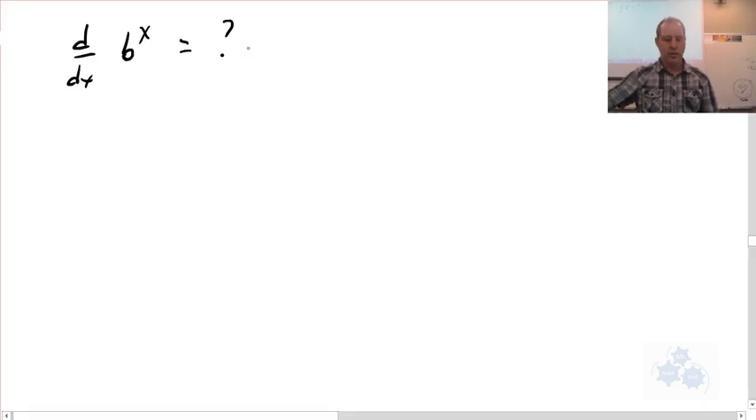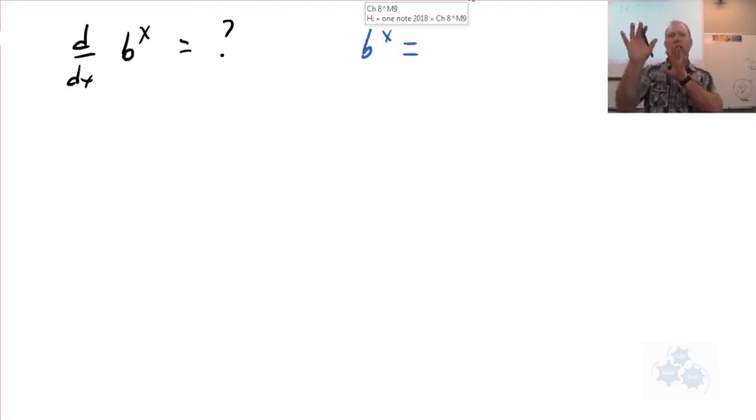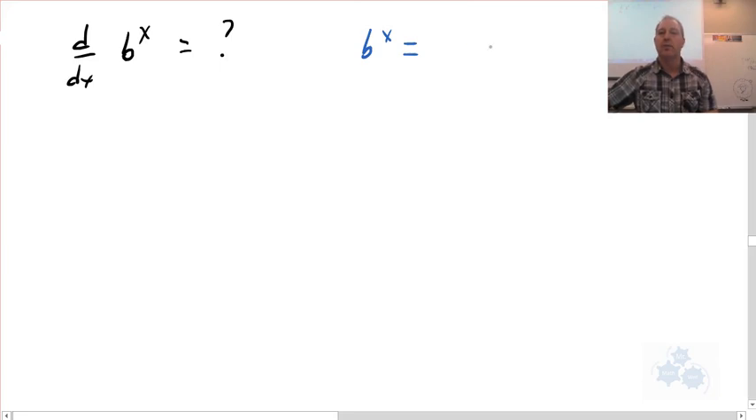Okay? So what's another way we can write b to the x? We could write this in terms of e as a base and ln, just like we've learned in chapter 8.3, right? So what I could do is rewrite b as e to the power of what? ln of b. So b is actually equal to e to the power of ln of b. Okay?